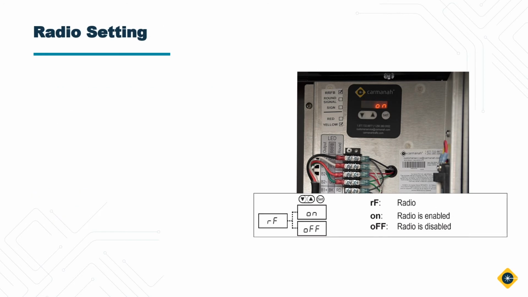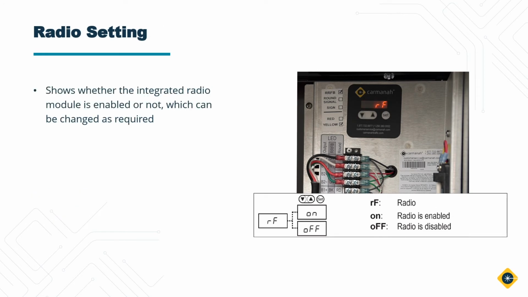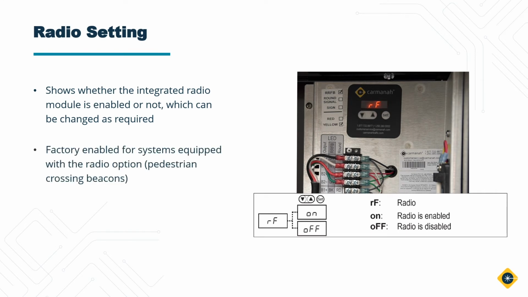Radio setting. This will show whether the integrated radio module is enabled or not, which can be changed as required. This feature is factory enabled for systems equipped with the radio option, such as pedestrian crossing beacons. Turning this off will ignore any radio commands to and from nearby systems.